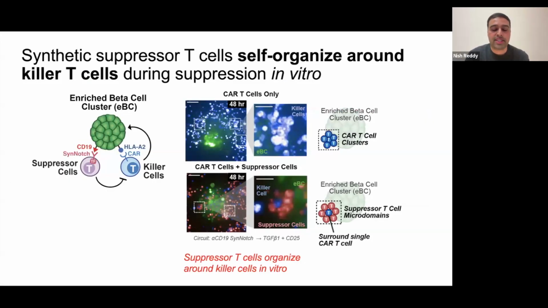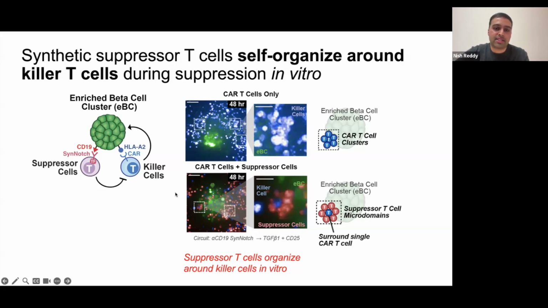So one interesting thing that we observed during this in vitro suppression assay with the beta cell clusters is that in the absence of any suppressor cells, these CAR T cells form these massive aggregates of T cells on the periphery of the beta cell clusters. And so these aggregates kind of build until the beta cell clusters are eventually cleared.